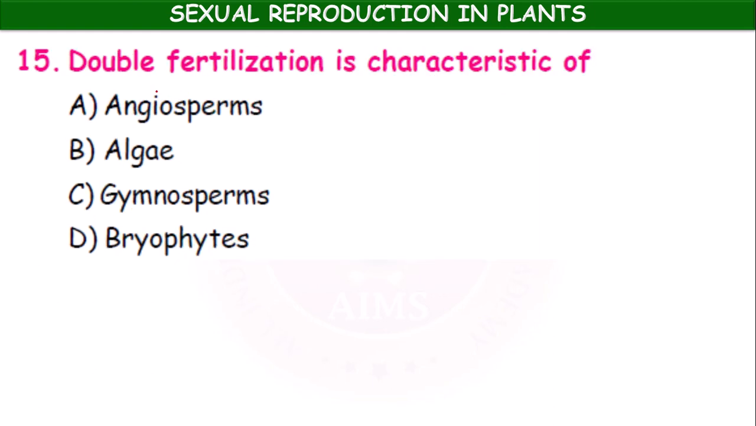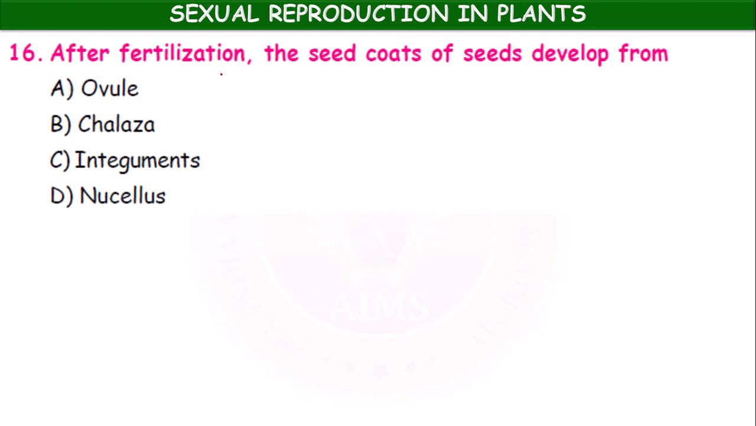Double fertilization is a characteristic of angiosperms, algae, gymnosperms, bryophytes. So, gymnosperms are non-flowering, bryophytes are non-flowering. Double fertilization occurs in the flowering plants, that is angiosperms. Okay? Double fertilization and triple fusion. After fertilization, the seed coats of seeds develop from ovule, chalaza, integuments, nucellus. Seed coats develop from integuments.